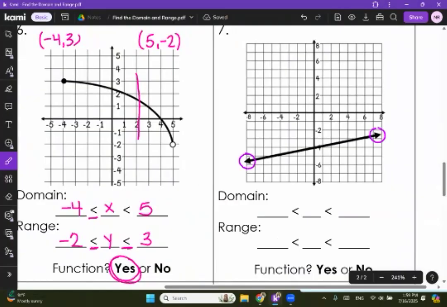Here we got arrows on both ends. Negative infinity, negative infinity because it's going down. This one's going up. Positive infinity, positive infinity. Arrows all around, so go ahead and underline. We can go ahead and assume, yes, this is going to be a function.